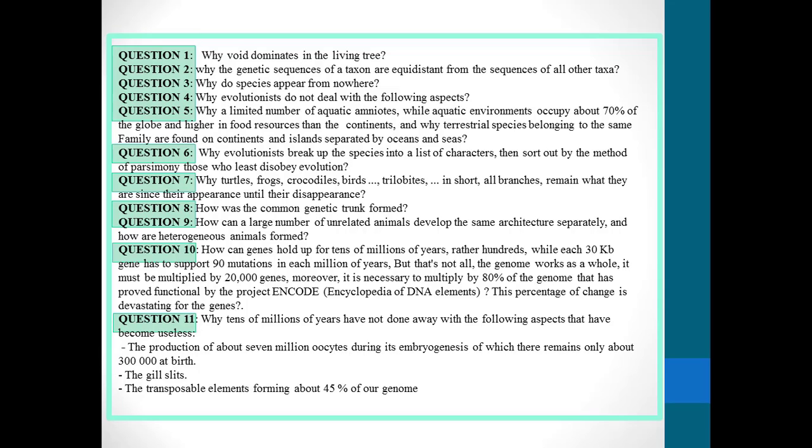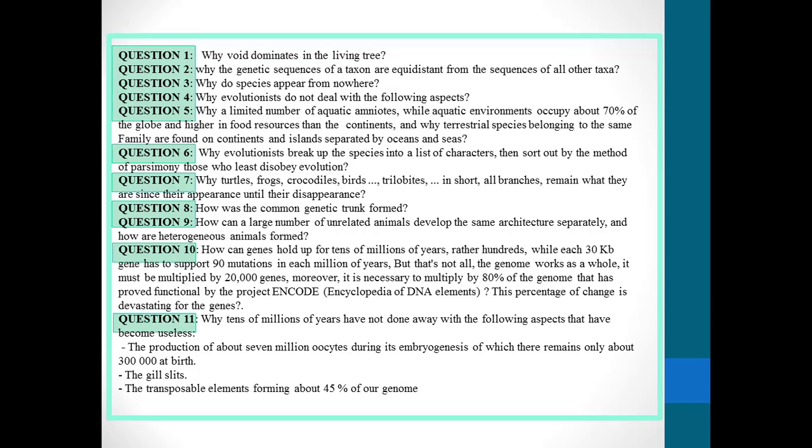Also, why evolutionists break up the species into a list of characters, then sort out by the method of parsimony those who least disobey evolution, and why turtles, frogs, crocodiles, birds, trilobites, in short, all branches, remain what they are since their appearance until their disappearance.